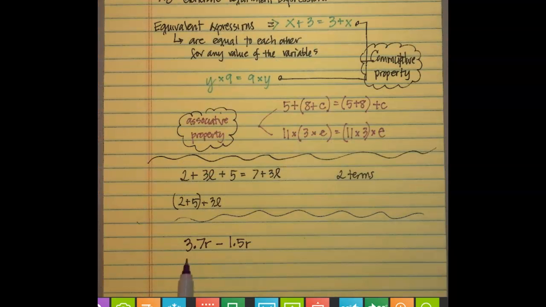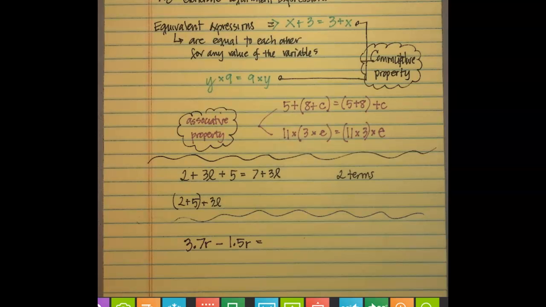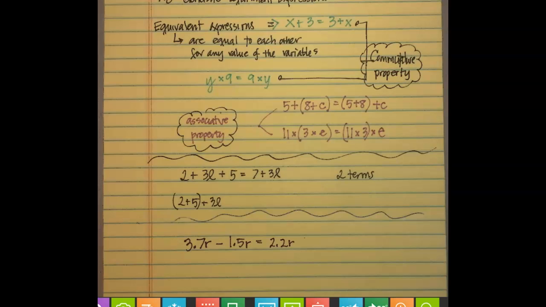So in this example here, 3 and 7/10 are minus 1 and 5/10 are. How about if you simplified this to create an equivalent expression that's only one term? Could you do it? Yes, you could. 3.7 minus 1.5. Hopefully that is still 2 and 2/10 are. So these are equivalent expressions.